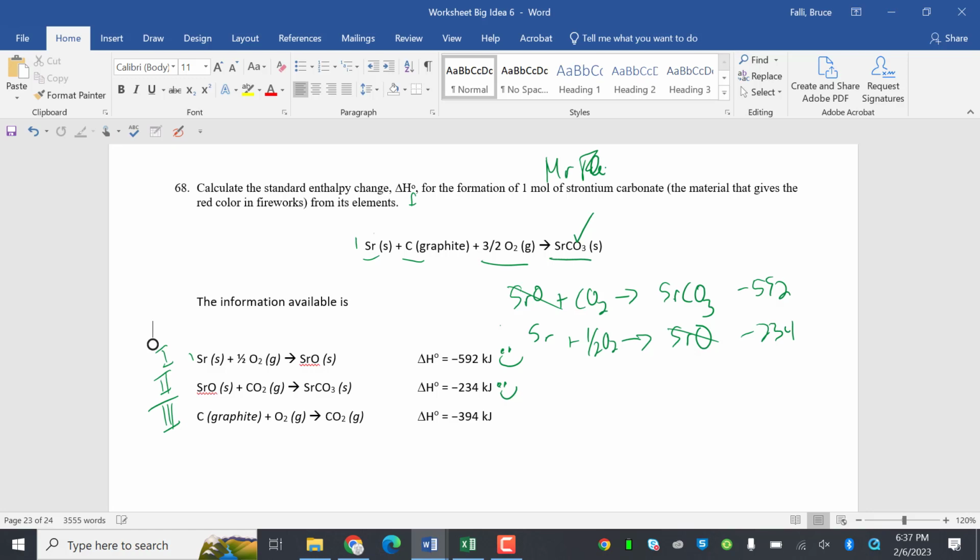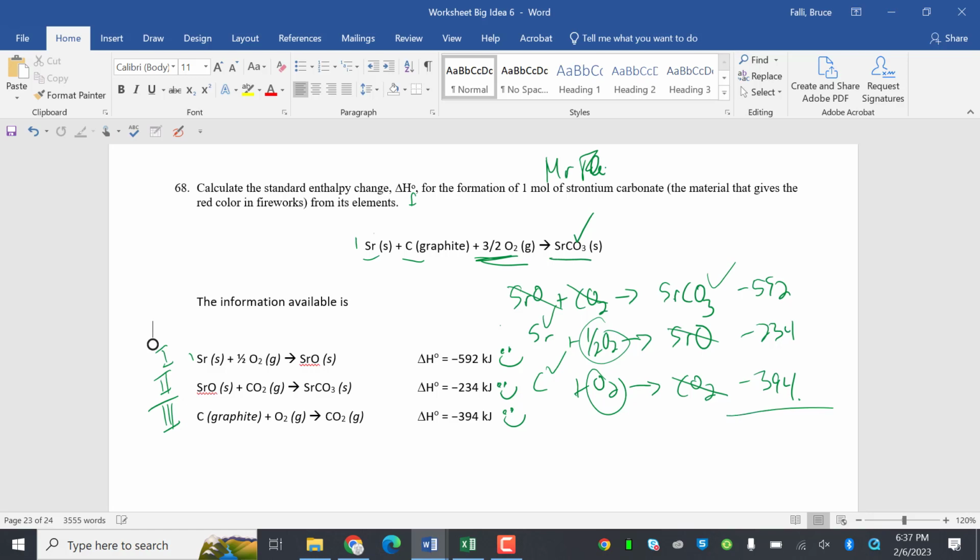And then the last one is graphite. Hey, that's nice because I don't have to do anything to this one either. Carbon plus O2 yields CO2. And that's -394. A rare one where I don't have to flip anything or multiply anything. So let's see what we can get to cancel out. CO2's on opposite sides. This is going to be 1.5 oxygens. Hey, that's what I want, is 1.5 oxygens. 1 strontium, 1 carbon. We're good.